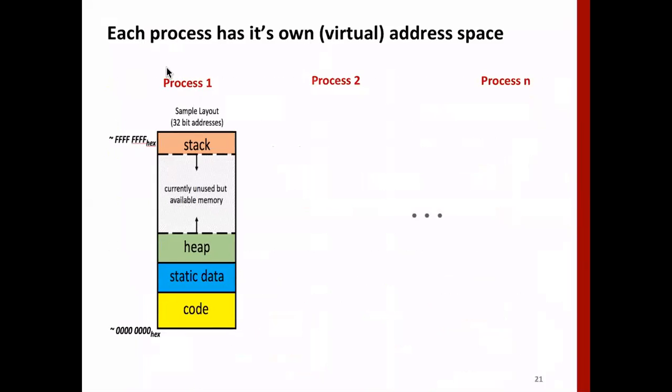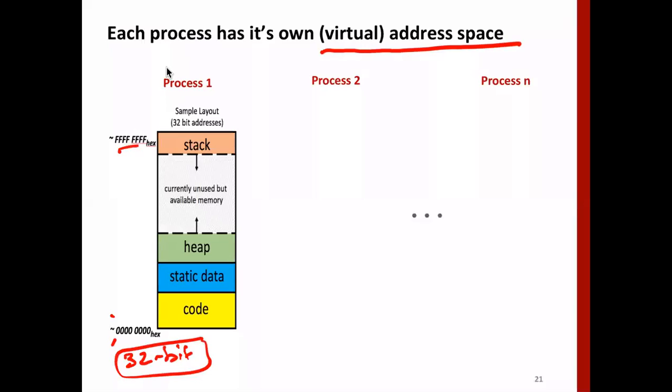Now let's look at it this way. Each process at runtime has a simple layout like this. This we have studied. This address space that we have, we call it virtual address space, because each process assumes that it has all the memory available. Now we have studied a 32-bit machine, so for each process the address space is from 0000 to FFFF, each one hexadecimal, making 32 bits. So each process assumes that this is the area available to it.